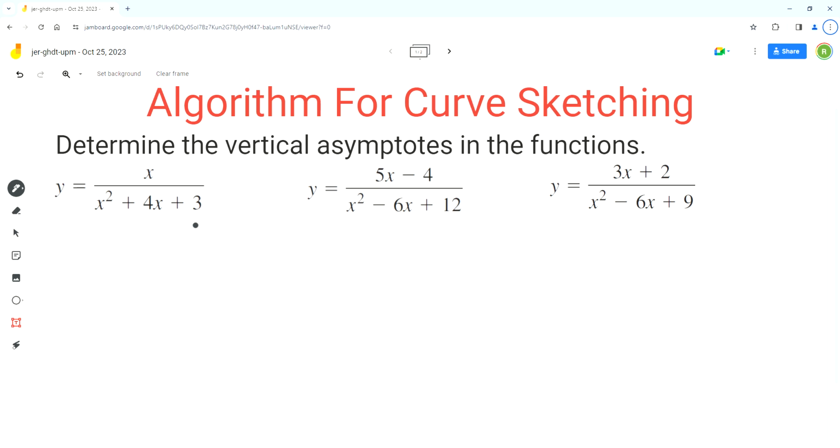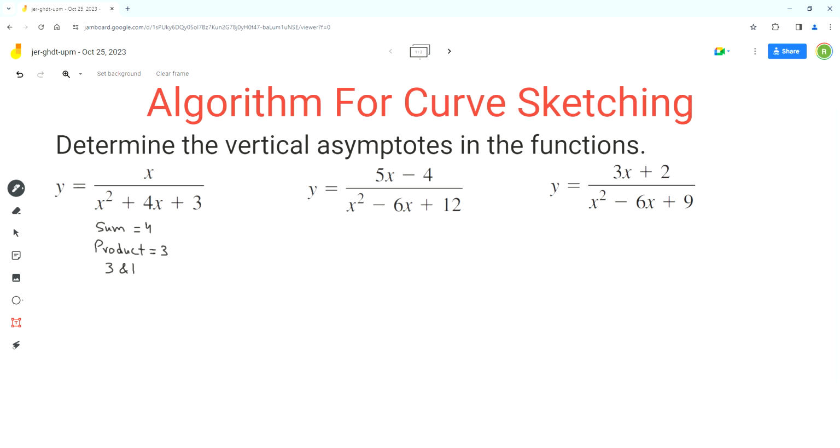So, the first step here is to factor the denominator of the expression as much as possible. Let's start with this first function. In this function, the denominator is a simple trinomial, so we can factor it using the sum and product method. We have to find two numbers whose sum is equal to 4 and product is equal to 3. So the numbers are 3 and 1.